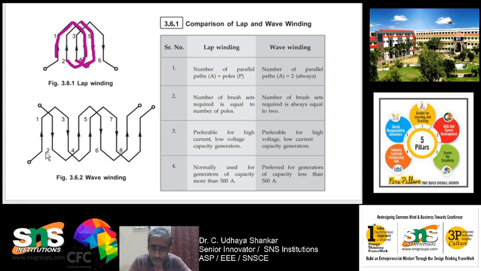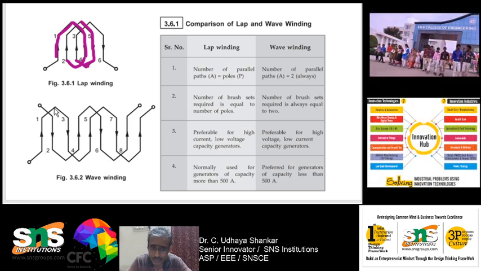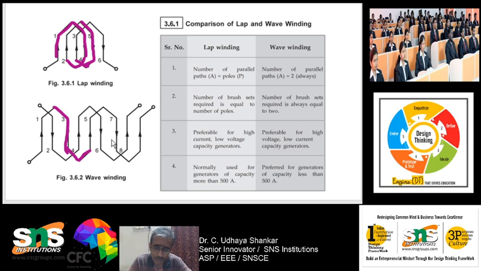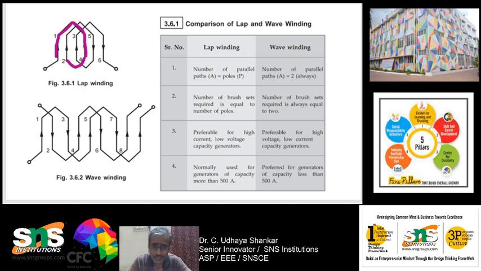Whereas in case of wave winding, the end of the first coil is not connected to the start of the second coil, but is connected somewhere at some distance away from that particular coil. So this type of winding is called a wave winding. Both have their pluses and minuses. For example, lap winding is suitable for high current application, whereas wave winding is suitable for high voltage application.